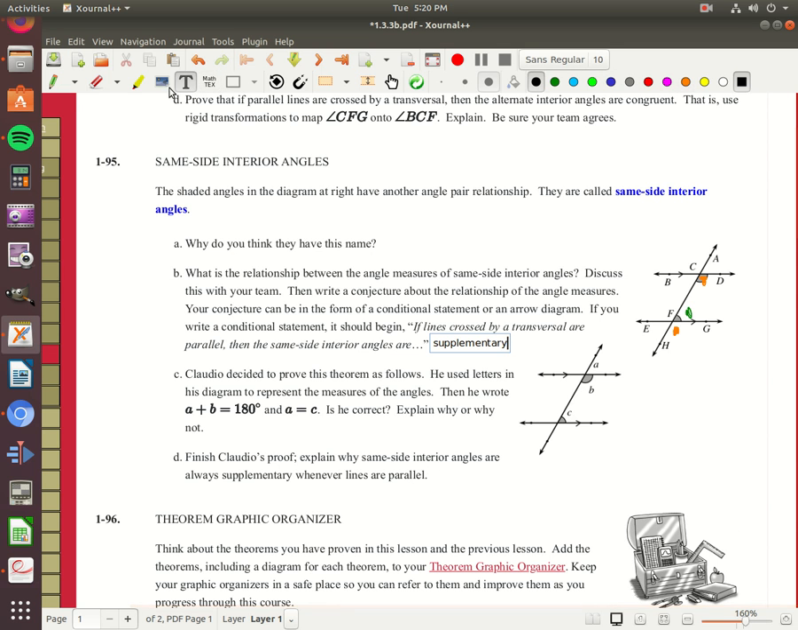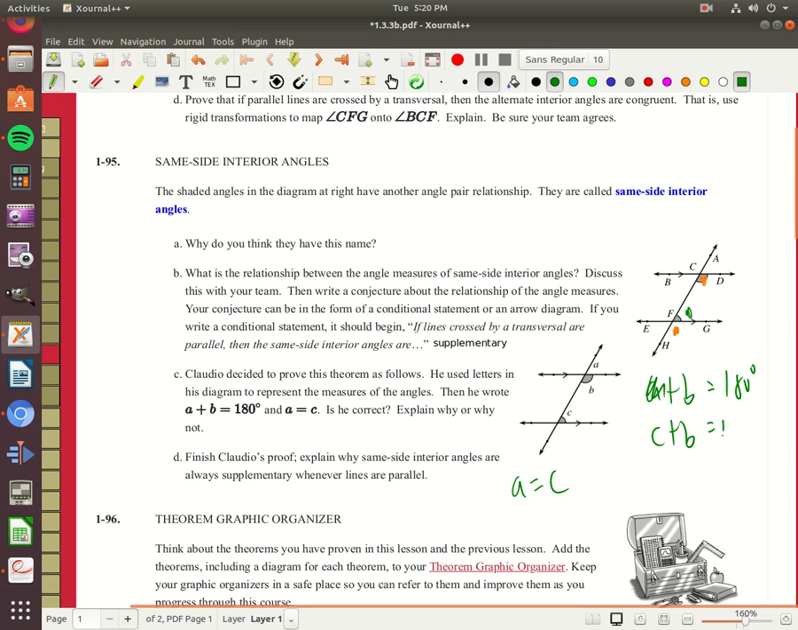Well, he's already said that A plus B equals 180, right? So if A plus B equals 180 and A equals C, well, I can go over here and change this to C plus B equals 180 degrees. And now look what I just proved. Same side interior angles are congruent, or supplementary, I'm sorry, they add up to 180. So I can substitute that A with the C and prove that.